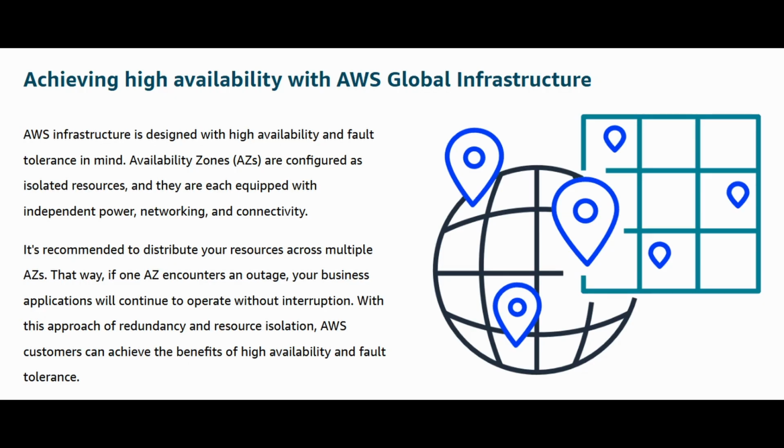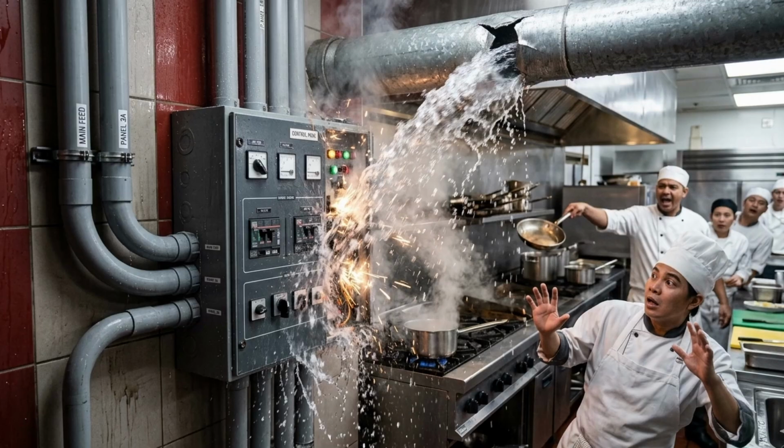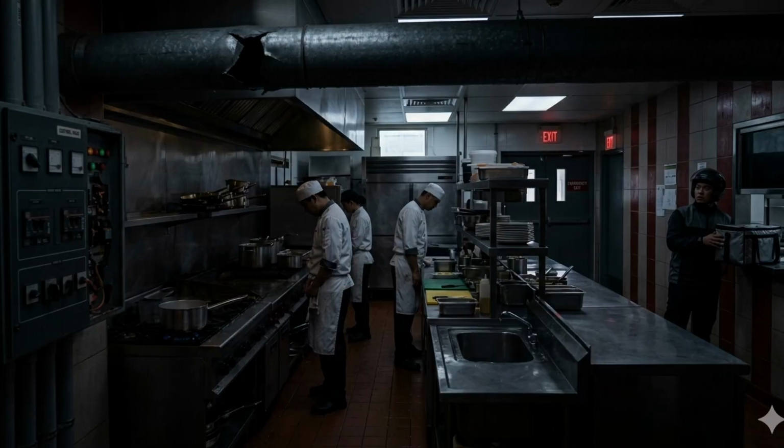We have talked about going global in minutes, but there's a massive technical advantage to AWS global reach that we have not touched on yet. That is high availability. To understand this, let's look at a growing food business. Imagine you run a popular cloud kitchen. Orders are pouring in, the chefs are moving fast, but then a disaster happens. A main water pipeline bursts right over your electrical panel. The power shuts out, the ovens shut down, and the entire kitchen goes dark. You can't accept orders. You can't cook. You are out of business.